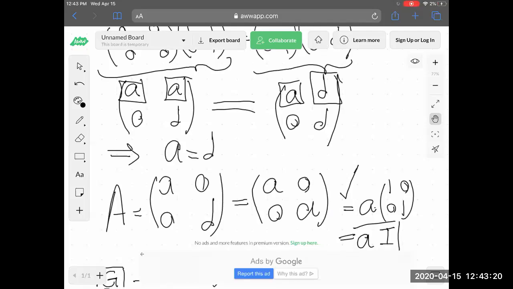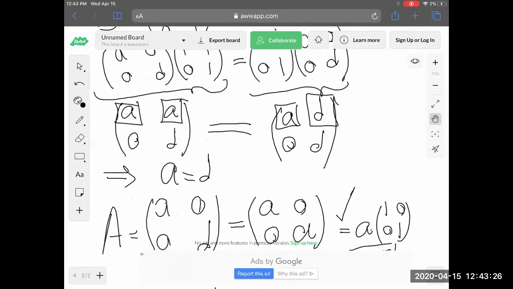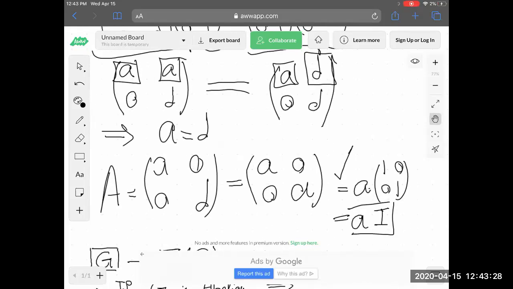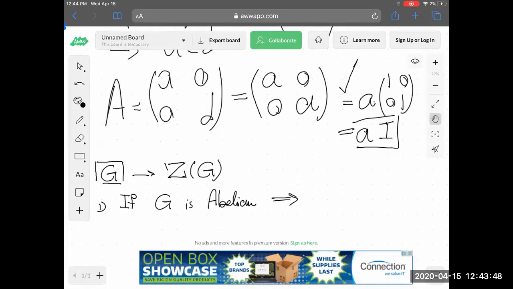Yeah, so here I just took the matrix B to be [1, 1; 0, 1], and then I wrote down the equation AB equals BA. I computed AB, I computed BA. I want them to be equal, so A has to be equal to D. So A is equal to [A, 0; 0, D], but if D is equal to A, I get [A, 0; 0, A], which just means A times the matrix [1, 0; 0, 1], which is the identity.